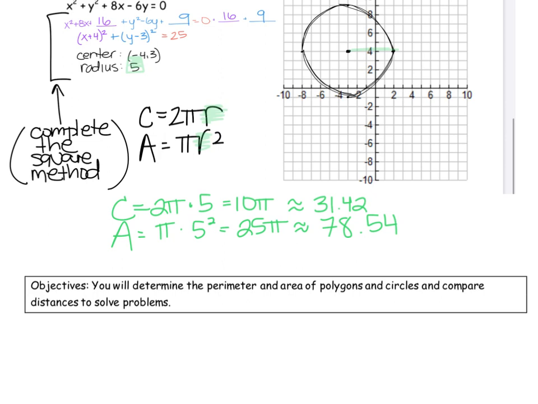So just as a reminder, our objective today was to find the perimeter and the area of polygons and circles and compare their distances to solve problems. You are now ready to move on and practice making these calculations to find perimeter and area yourself.